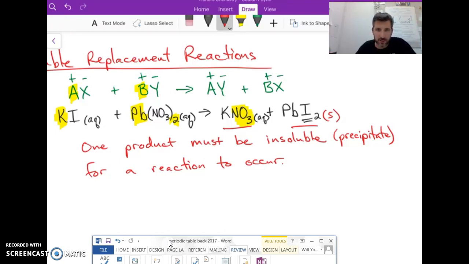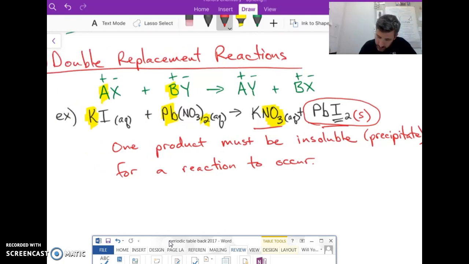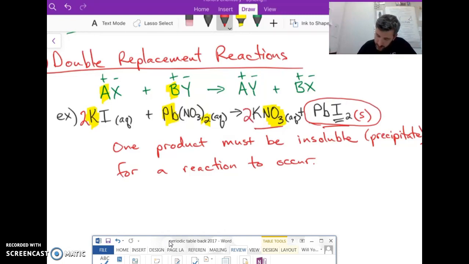And that is critical, because if I had not formed this solid precipitate, PbI2, I would have called this a no reaction. Okay? So the last step, of course, is just to balance. And it looks like I need a 2 in front of KI to balance my I's, and 2 in front of KNO3 to balance both my potassiums and my nitrates.